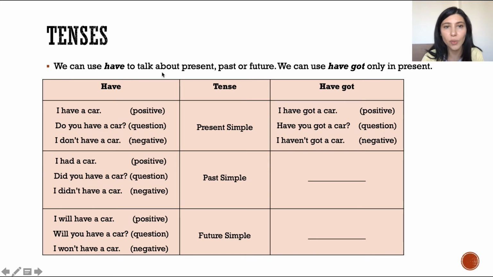We can use have to talk about present, past, or future. We can use have got only in present.